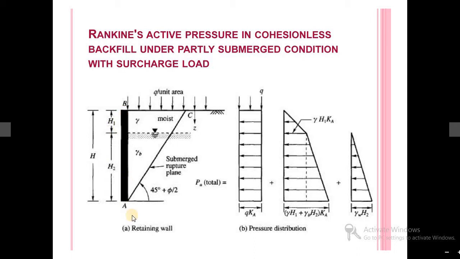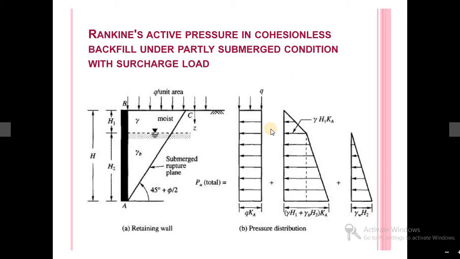So let us consider AB is the retaining wall. This is the backfill. This is q, the surcharge per unit area. At H1 depth there will be the water table, which extends up to the H2 depth. The total height of the wall, or the backfill, is H. So the total Pa will be the addition of the pressure acting due to surcharge, plus the pressure due to the soil, which is due to the moist soil and the submerged soil, plus the pressure acting due to the water present in the pores of soil.